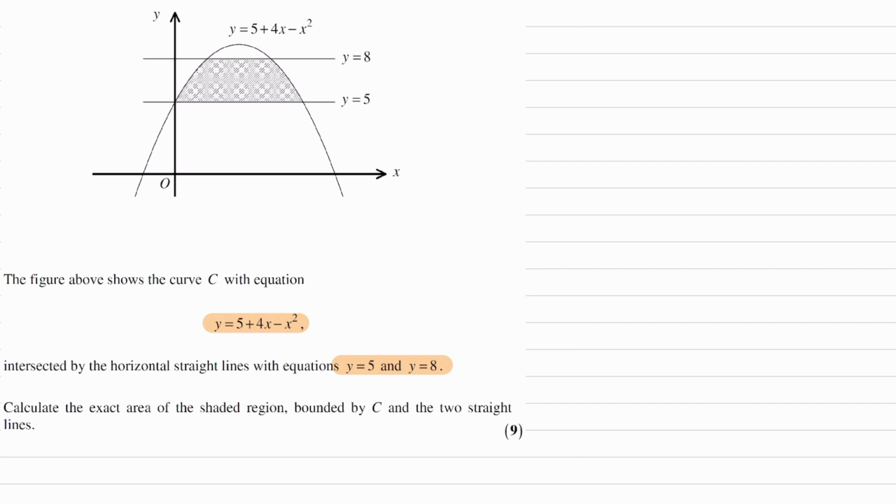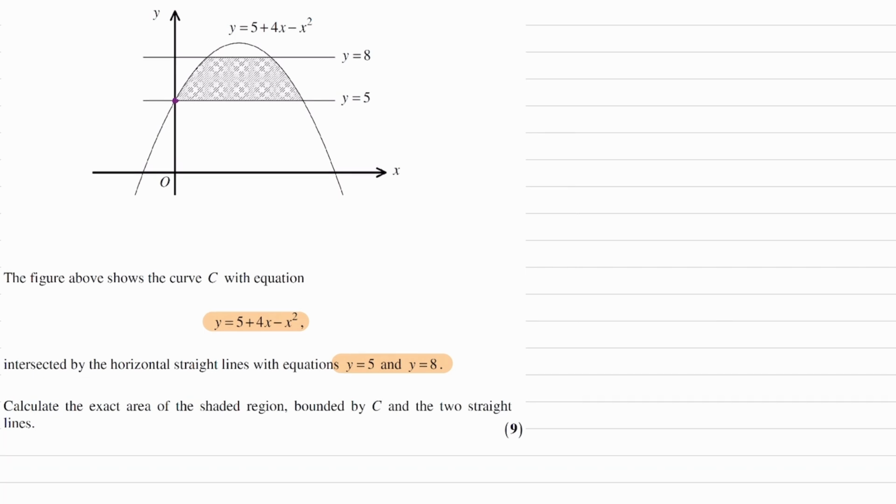So, to do this, the first thing that we want to work out is the coordinates for these points here, where the two lines intersect with the curve. To do that, let's start with y is equal to 8. We just solve these two equations simultaneously. So replace the y that we have here with 8, and then we end up with 8 is equal to 5 plus 4x minus x squared.